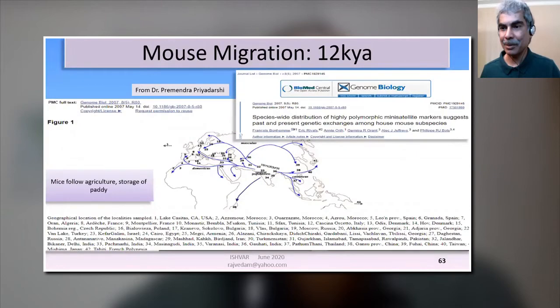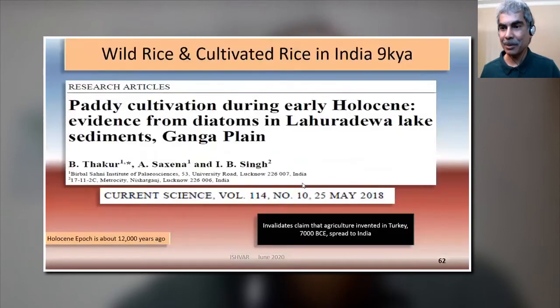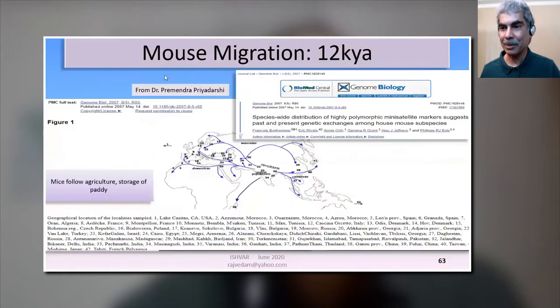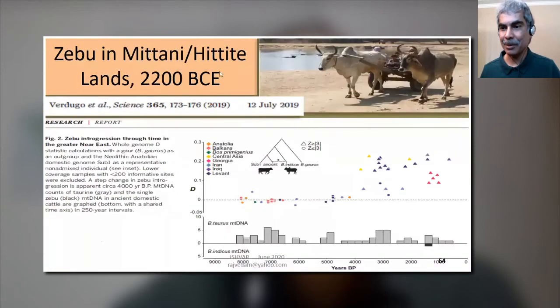So as paddy is exported to the rest of the world, mice are going to follow along. So it looks like mice have followed agriculture. Very, very powerful if you take this 2007 paper and this 2018 paper, and it seems to be calling out of India over here. Then this is a paper that came in Science in 2019, Zebu and Mitanni Hittite lands, northern Turkey and other such places.